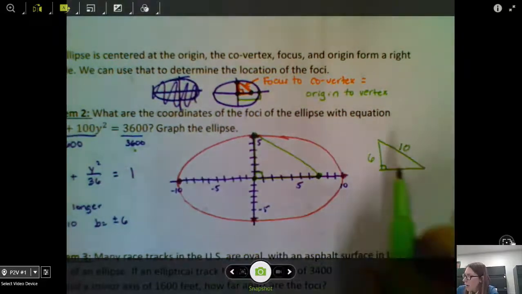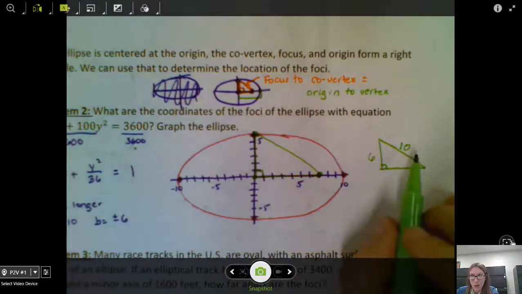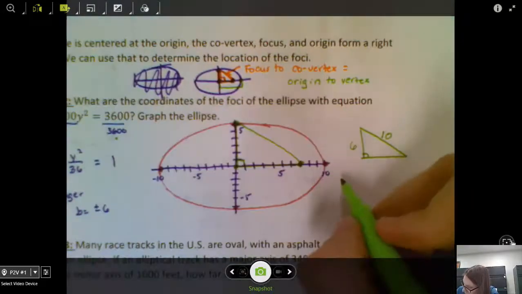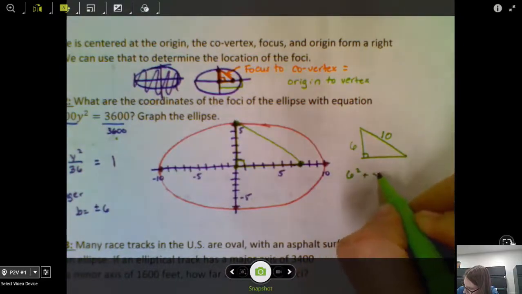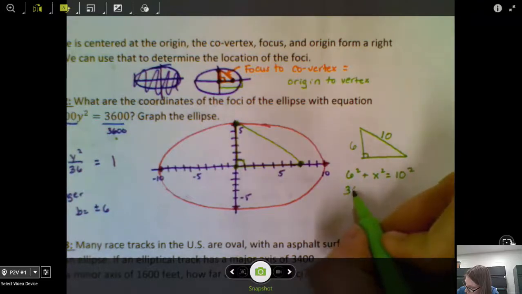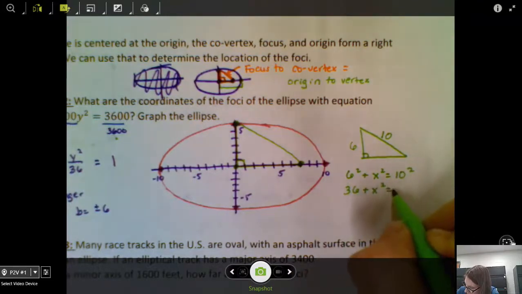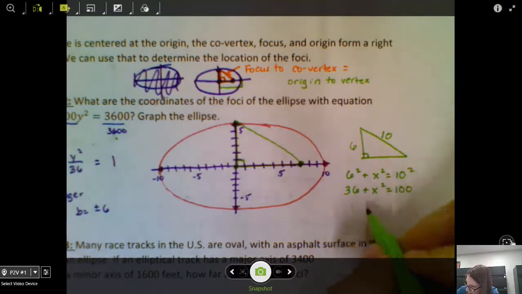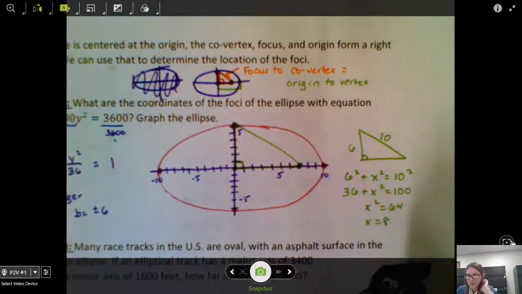I have a right triangle. I know 2 of my 3 sides. Let's use our Pythagorean theorem. 6 squared plus x squared equals 10 squared. Subtract 36 from each side, x squared is 64. That means x has to be 8.